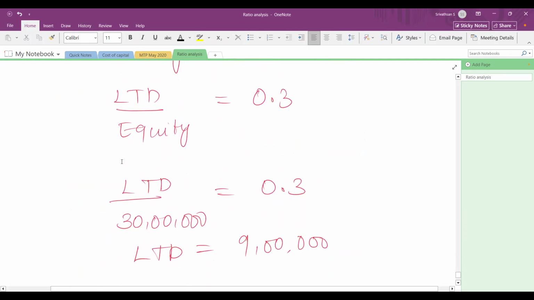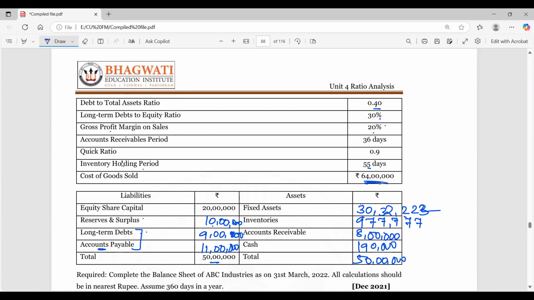Long-term debt to equity ratio was 0.3. No, equity share capital is 20 lakh. Reserves and surplus 10. Everyone done till this point?